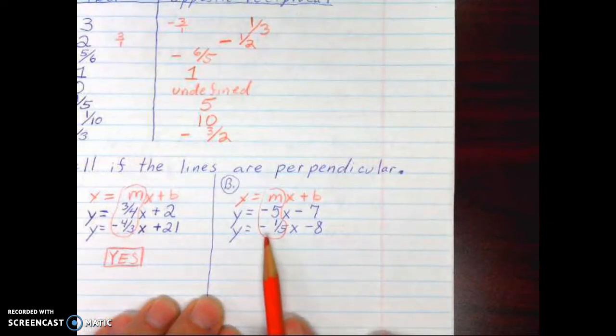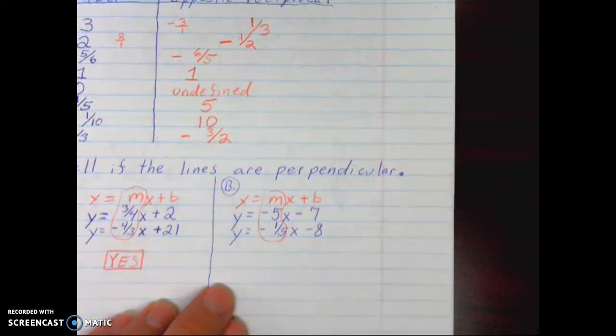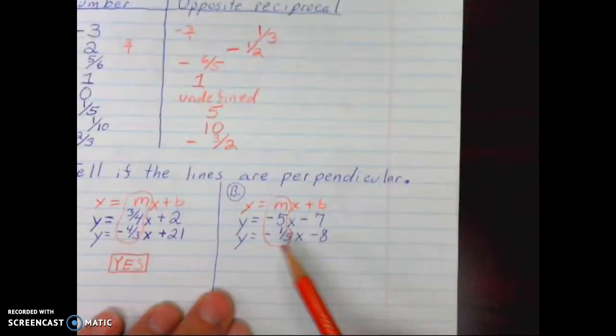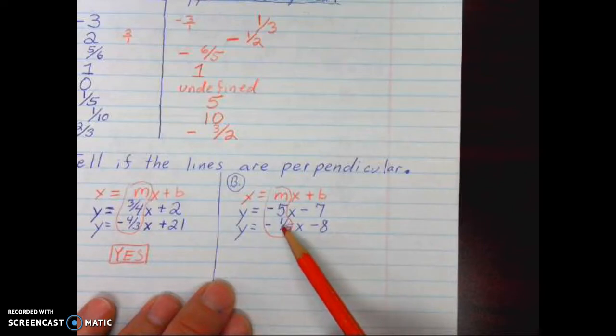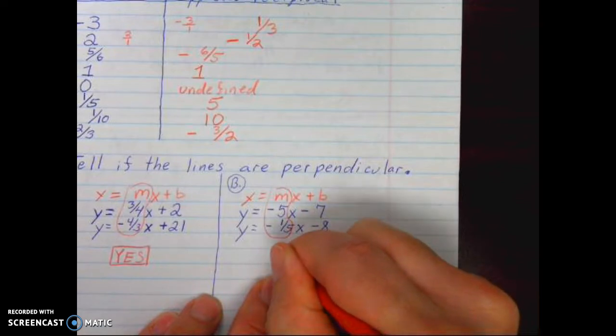And then on the second line, it says -1/5. Well, I already see a problem. Are they opposites? No, that's a -5, that's a -5. So right there, that's going to tell me it is not perpendicular. But it is a little bit tricky because they did use the reciprocal of 5, which is 1/5. But because they didn't do both, it has to be opposite and reciprocal, this is a no.